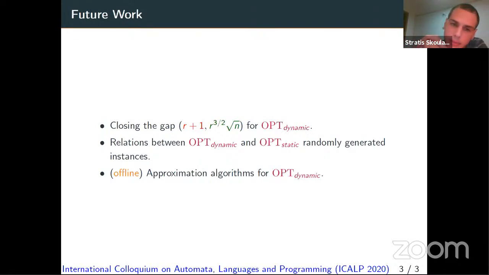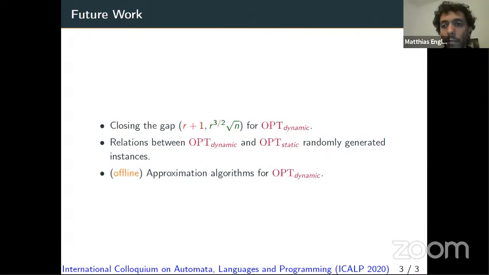approximation between the dynamic solution and the optimal static solution if we add noise to the request sequence. And finally, it will be interesting to try to derive offline approximation algorithms with respect to the optimal dynamic solution. We currently do not know any of these algorithms. So these are basically our results. Thank you very much.